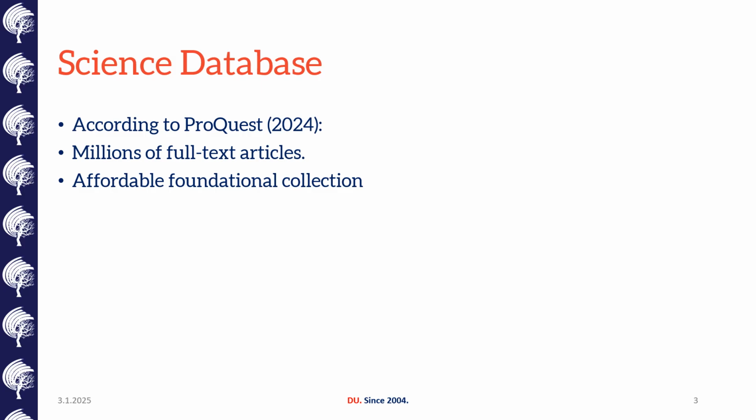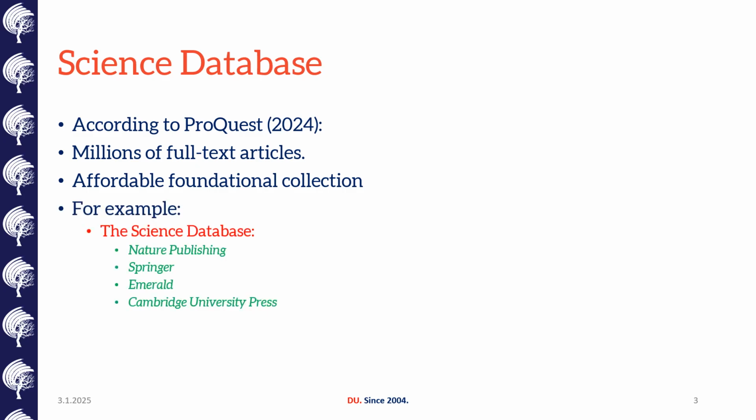Besides its affordability, another major plus is the presence of many distinguished publications as part of the database. These include, among others, Nature Publishing, Springer, Emerald, and Cambridge University Press.